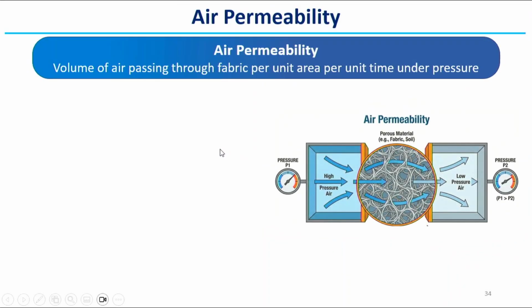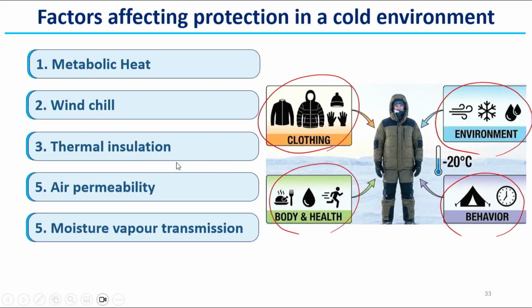Now, let us see the air permeability. Air permeability is very important for extreme heat and cold climate clothing. If air permeability is high, then through convection the heat will move out from the body.